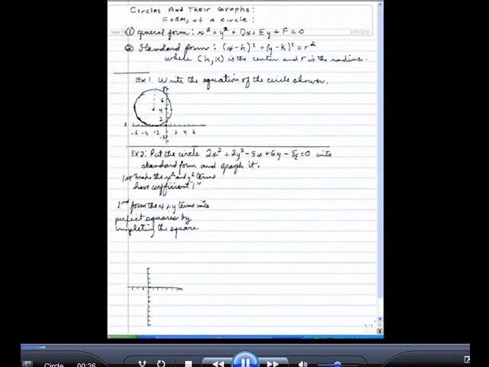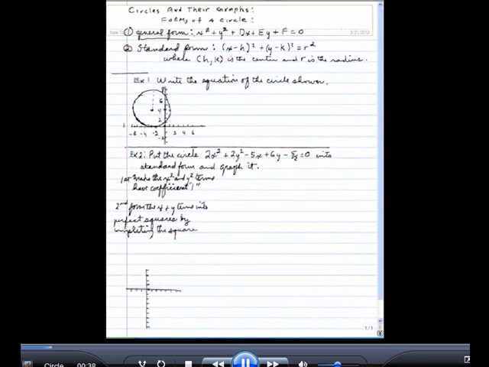Now we can write the equation of a circle using two different forms. Here in number 1 we are looking at what's called the general form of a circle. The general form of a circle is given by x squared plus y squared plus dx plus ey plus f equals 0. Notice you have an x squared term, a y squared term, an x to the 1 term, a y to the 1 term, and a constant term.